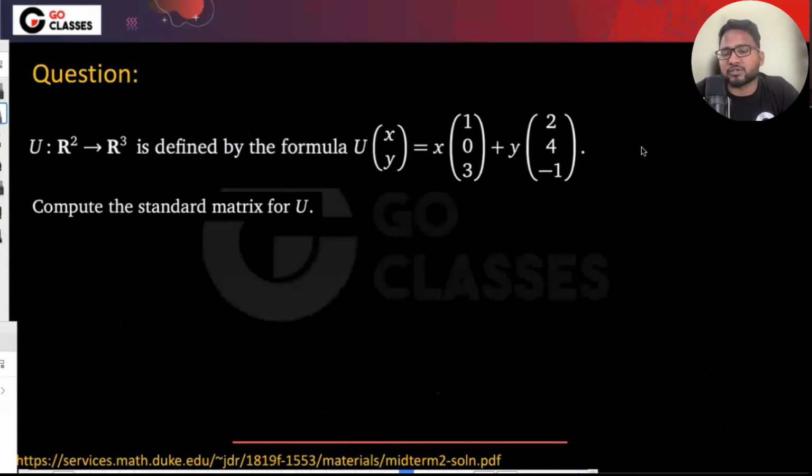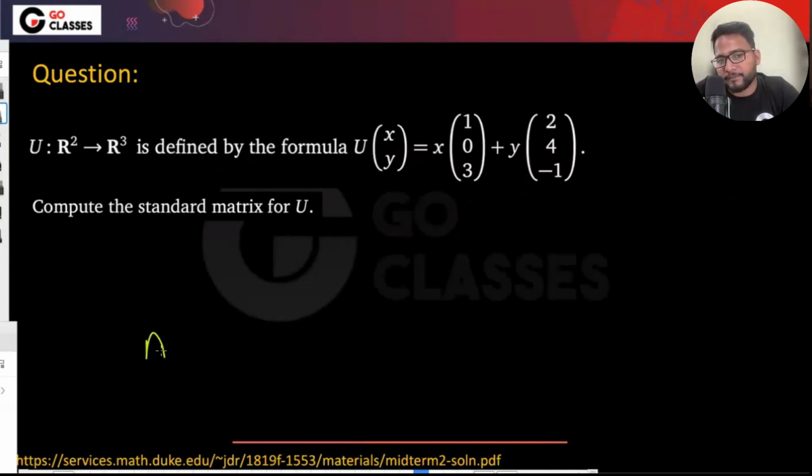The matrix associated with the linear transformation is called the standard matrix. I mean, the A that we are talking about is also called the standard matrix. Let's just see this question, what they're trying to say. Suppose the linear transformation is something like this, x into this and y into this. Can you tell me the matrix here?